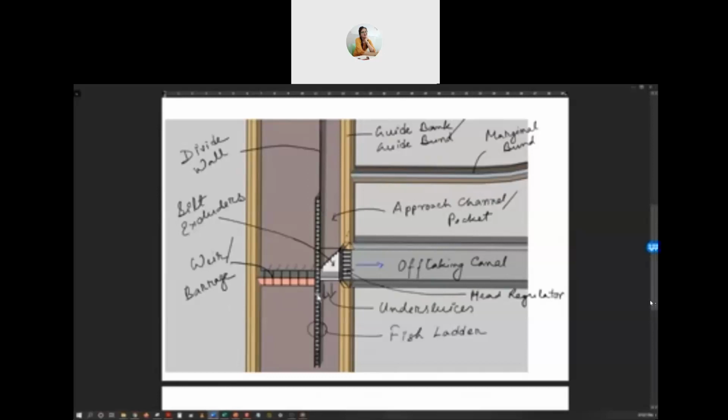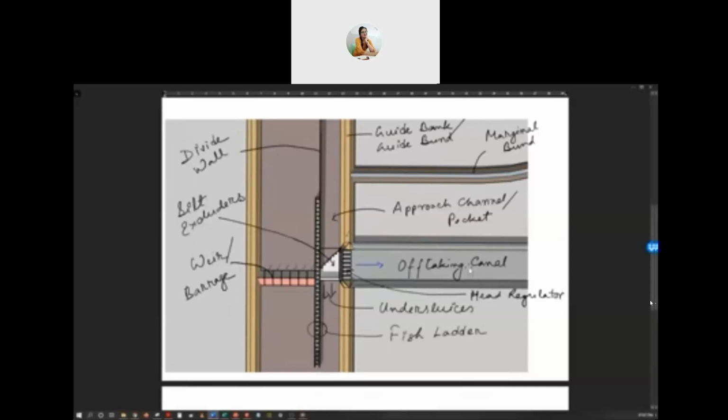And this is a structure which is called silt excluder. This is provided so that the silt is trapped inside this and it cannot enter the off-taking canal, because this is a canal which is used for irrigation purpose, and if silt enters this canal, then after some time silt will be deposited in the canal and its bed will be raised and its capacity will be decreased.